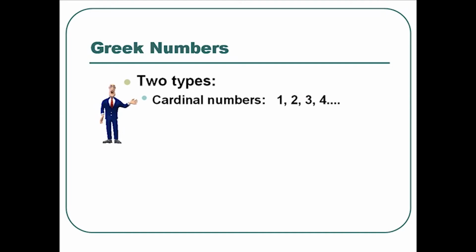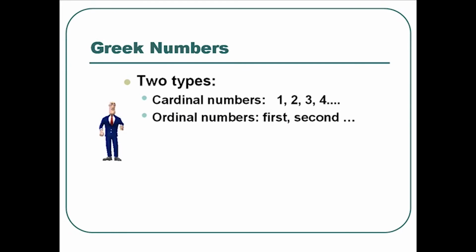All right, let's jump into the Greek number system. There are basically two types of numbers that we should be aware of. There are the cardinal numbers, which are like 1, 2, 3, 4, 5. And then there are the ordinal numbers: first, second, third, fourth, fifth, sixth, etc. The ordinal numbers tell the order, first or second or third, whereas the cardinal numbers just simply count 1, 2, 3, 4, 5.